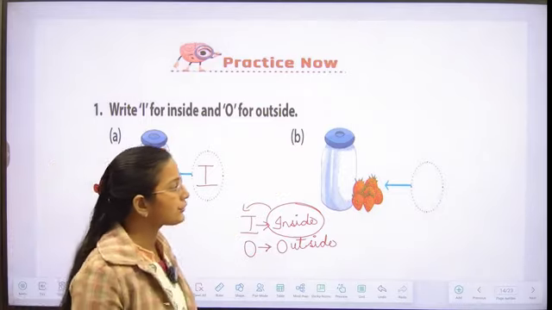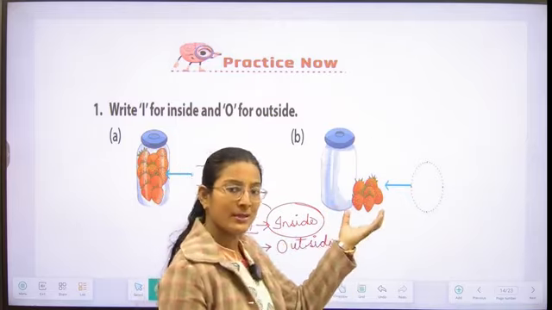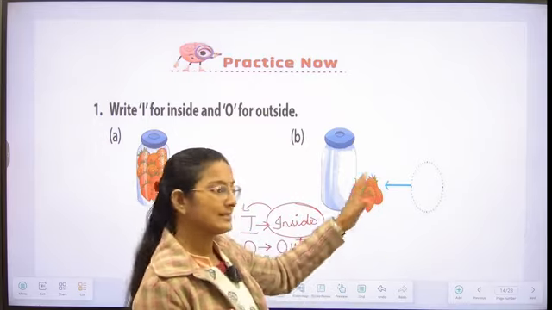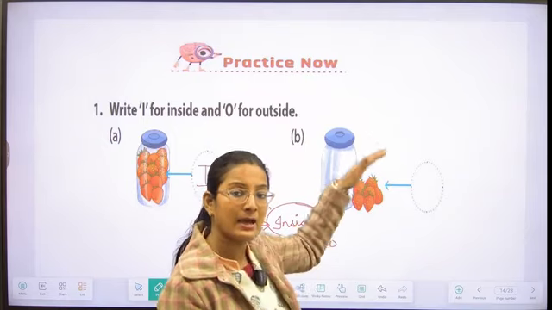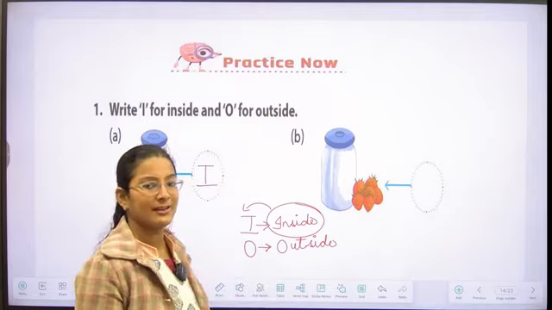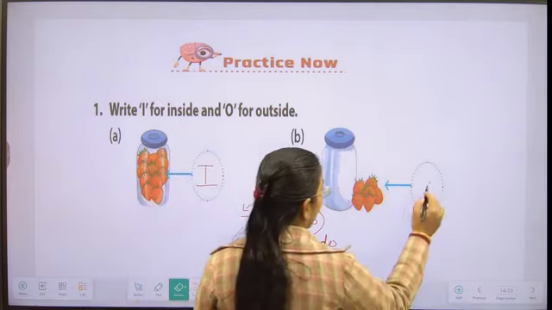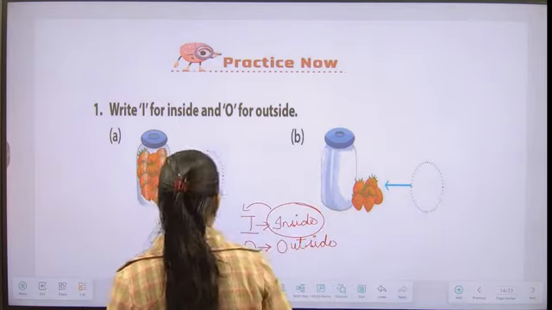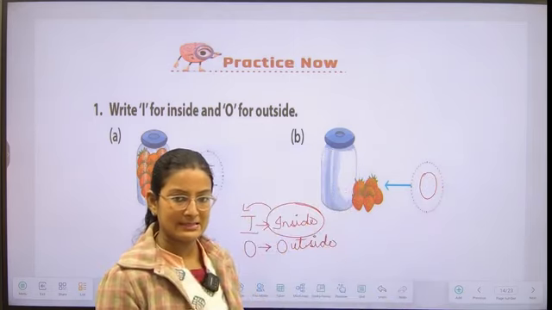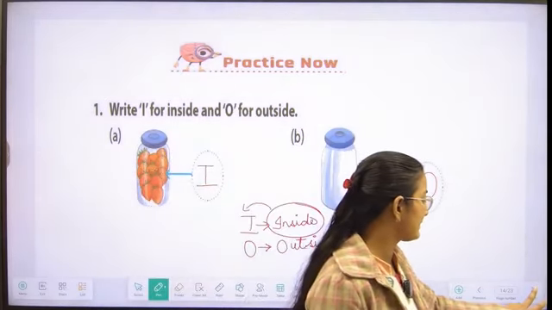Now move to the second picture. What is happening here? There is one jar and there are few strawberries. But the strawberries are kept outside the jar. सारी strawberries क्या है? जार के बाहर रखी हुई हैं. So we have to use O for outside. We have to write O for outside. Everyone did this exercise in their books? Very good. Now we are going to move on to the next exercise.